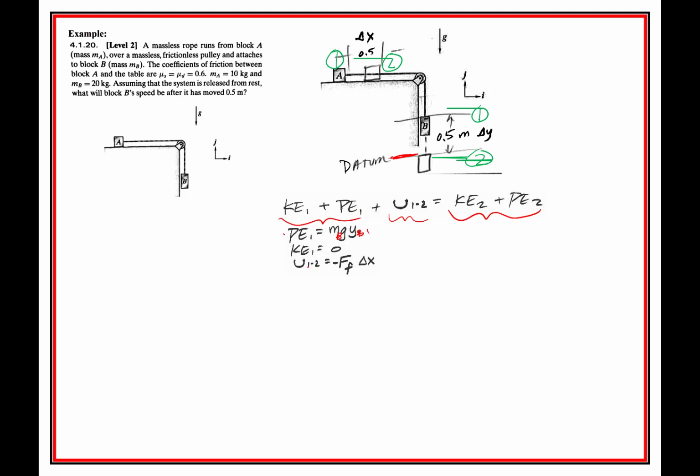And then between states 1 and 2, the work performed is going to be negative because it's friction, and friction removes energy from the system. It just makes sense. So it's that times the delta x being moved here. And delta x and delta y happen to be equal to each other here. If this was a more complicated pulley arrangement, we might need to use constrained motion to get those set up. And in state 2, potential energy is equal to 0 because that's where we picked our datum.